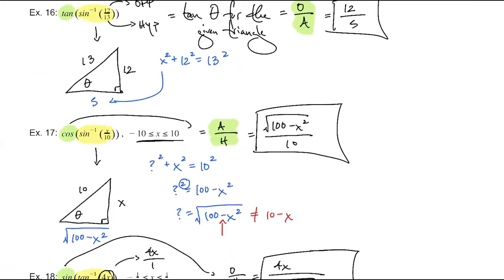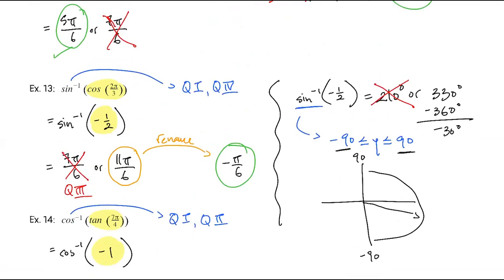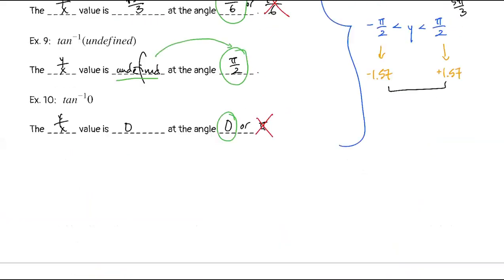Like, do we draw a triangle, or do we use the unit circle, or do we need to rename things or not? Those are the things I really want you to focus your discussions on, okay?